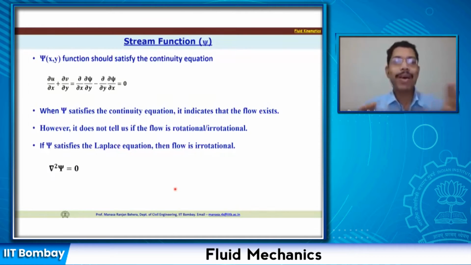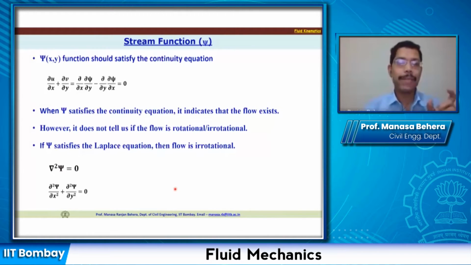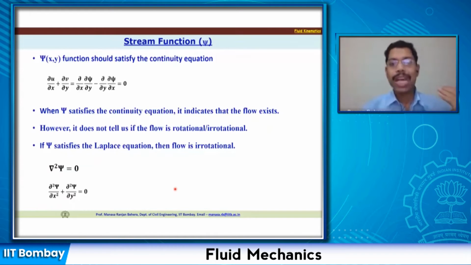So if I can write down that del square psi equals to 0, my equation is nothing but dou square psi by dou x square plus dou square psi by dou y square equals to 0. Now this has to be satisfied. If you want to satisfy this, let us see how this is actually satisfying the irrotationality condition. So that means the same Laplace equation in terms of psi I should be able to get from my equation which I have written for rotation.